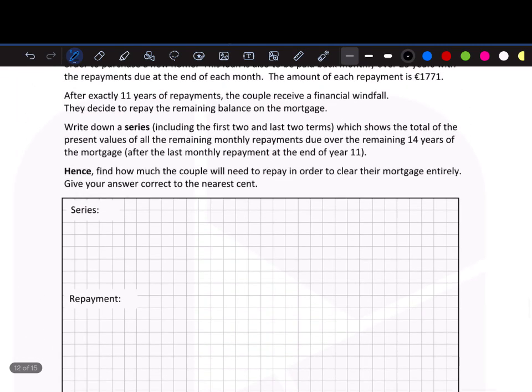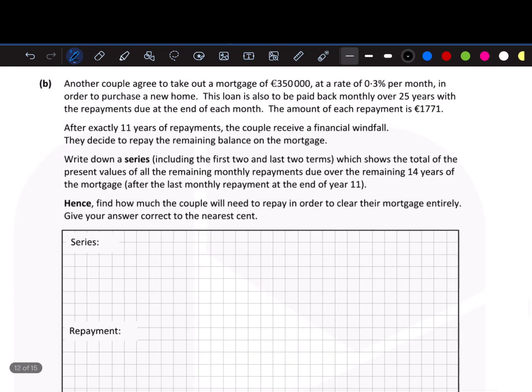Next, a little bit different question. Another couple agree to take out a mortgage of 350,000 at a rate of 0.3% per month in order to purchase a new home. This loan is also to be paid back monthly over 25 years with repayments due at the end of each month. The amount of each repayment is €1,771. After exactly 11 years of repayments, the couple receive a financial windfall. They decide to repay the remaining balance on the mortgage.